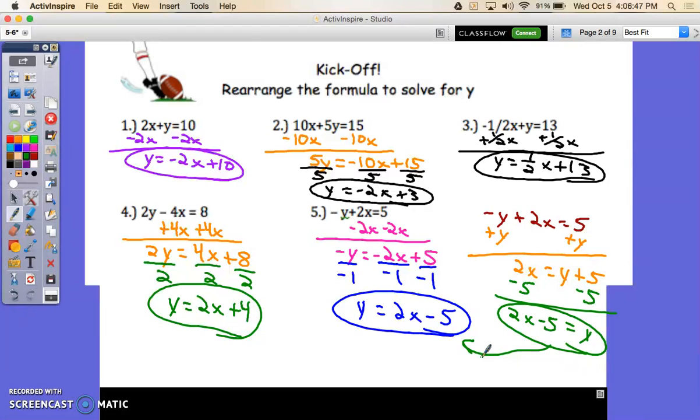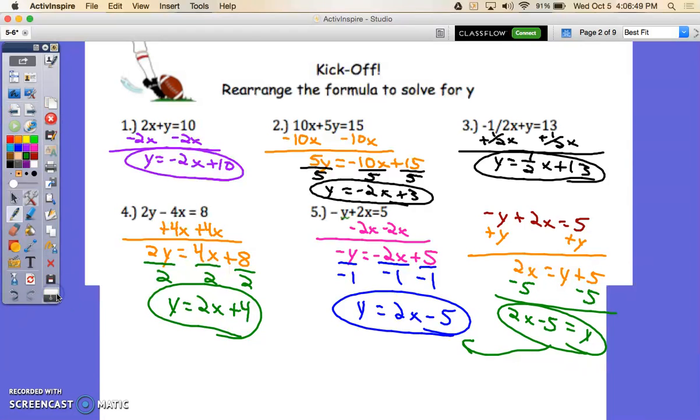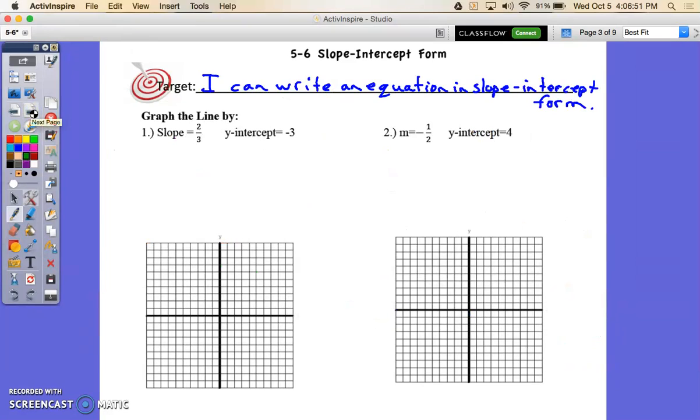Now let's take a look at the main concept of section 5.6. So the main target for today is I can write an equation in slope-intercept form. Now, what is slope-intercept form? Well, we'll get to that in a minute. First of all, let's go over a little bit of review from what we did earlier in chapter 5, which was just graphing lines. So we have a y-intercept. We know our y-intercept is where it crosses the y-axis. And keep in mind, the x value whenever you're on the y-axis is always going to be 0. So we have 0, negative 3.